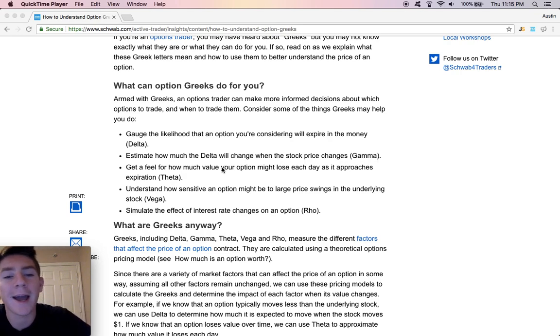The reason why I have no idea what these are, except for theta, really, is because they do not affect me. Maybe I should pay attention to them more, but when you're holding options contracts for at max an hour or two, you are not really affected by these things.